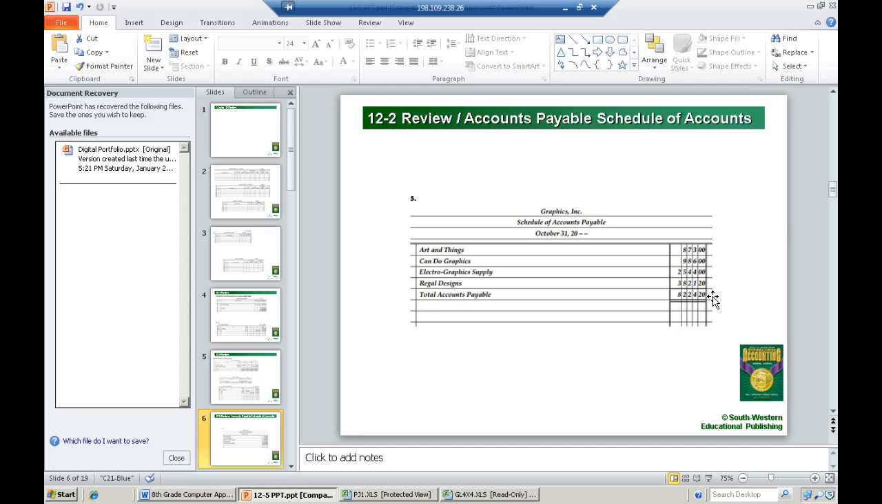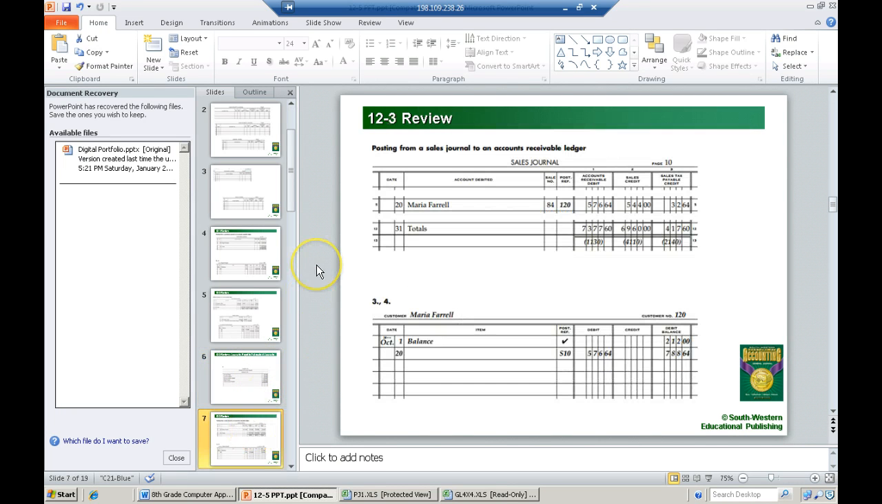Again, accounts payable is a liability. That means it carries a credit balance. You don't even see credit or debit up here because we know that it's the schedule of accounts payable. These are all credits. We owe this amount of money at the end of the month. 12-2, 12-1, all taken care of, accounts payable. As we move on, 12-3.